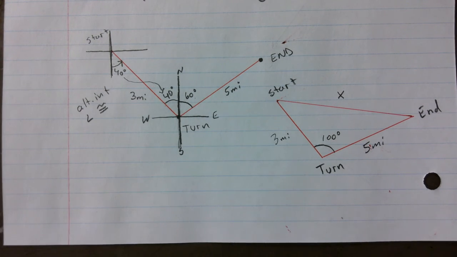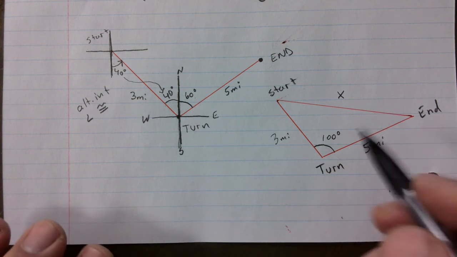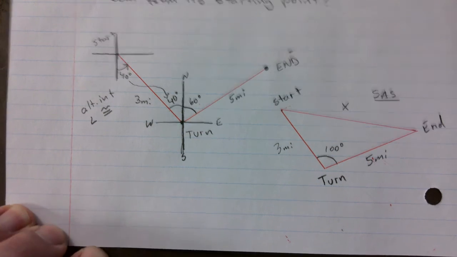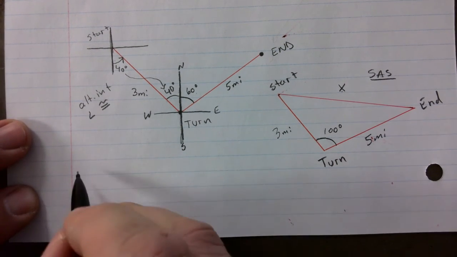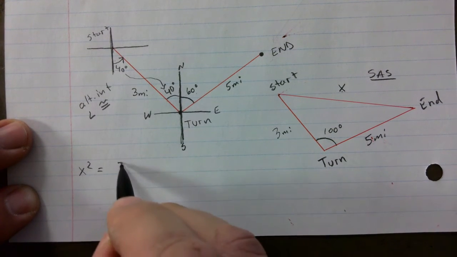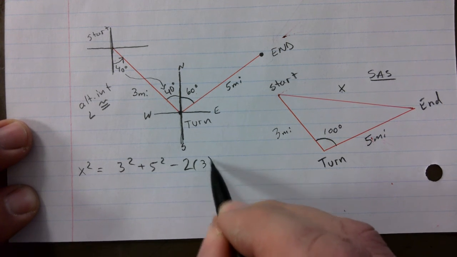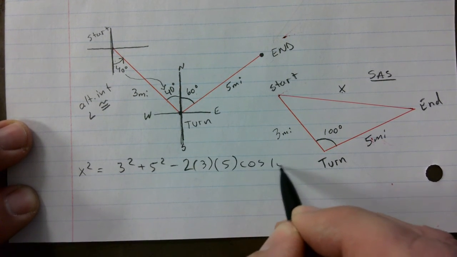Okay, so here we go. What am I going to use to solve that one? Sine law or cosine law, I'm asking. Cosine law? Yeah? You're just saying it because I'm saying it? Okay, it's cosine law. Yeah, you're right. It's SAS. So I'm going to solve for x. So x squared is equal to 3 squared plus 5 squared minus 2 times 3 times 5 times cosine of 100.